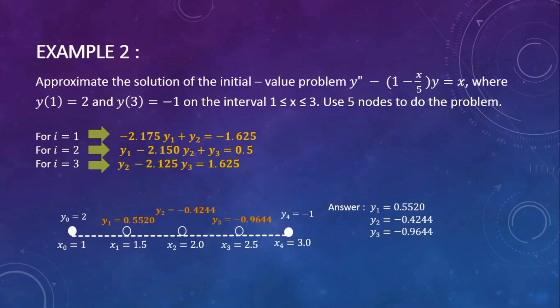And after that, makuha na nato ang atong answer, which is y sub 1 is equals to 0.5520, y sub 2 is equals to negative 0.4244, and y sub 3 is equals to negative 0.9644.